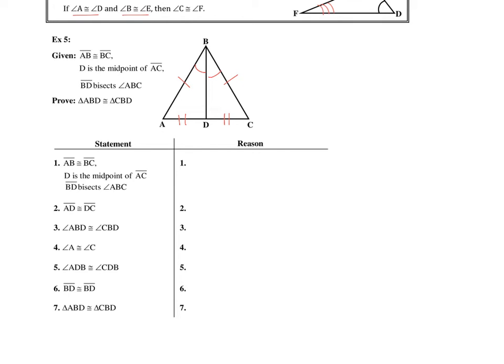Now, this is given information here for the first statement. AD is congruent to DC. Well, I stated that because why? It's just definition of midpoint. All right, and then I have angle ABD is congruent to CBD. How do I know that? Well, that's definition of angle bisector.